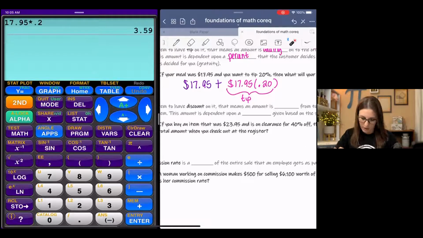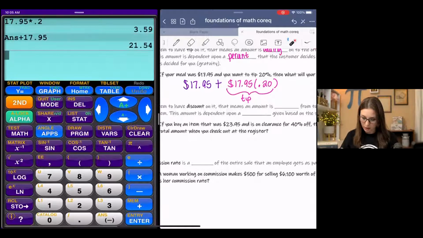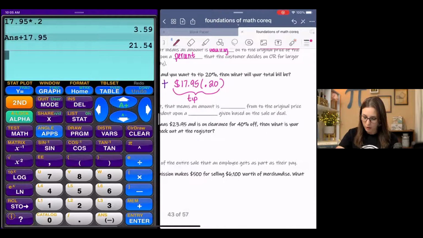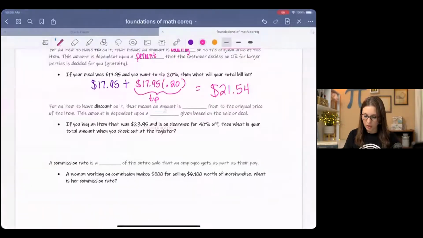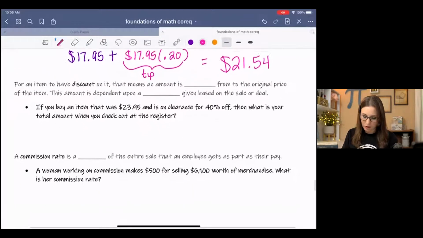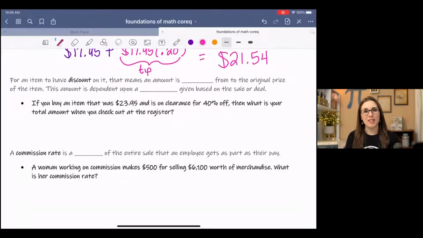So we've got $17.95 plus the tip for a total bill of $21.54. That's all you have to do. Very simple math. If you can just kind of round it and estimate it, then you can do things very quickly, make snap decisions, and figure out what your bill is going to be.